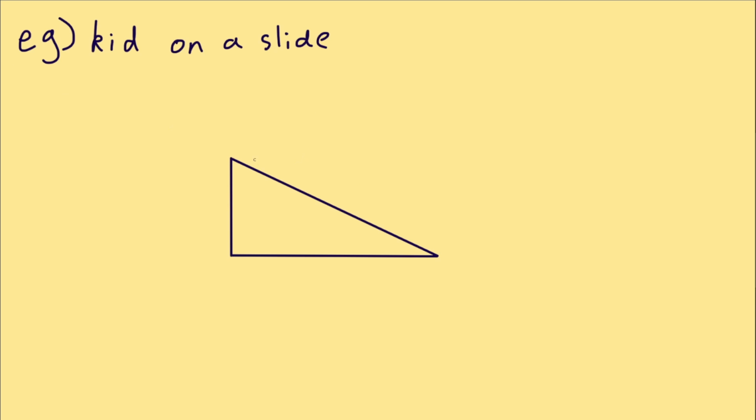Let's run this through one example. Let's say you have a kid and he's on a slide. Here's your slide. And we're going to represent the kid with an easy shape. We'll just use a bowl, I guess. The kinetic coefficient of friction is 0.10. The slide is at an incline of 50 degrees. Then how fast does he accelerate down the slide?